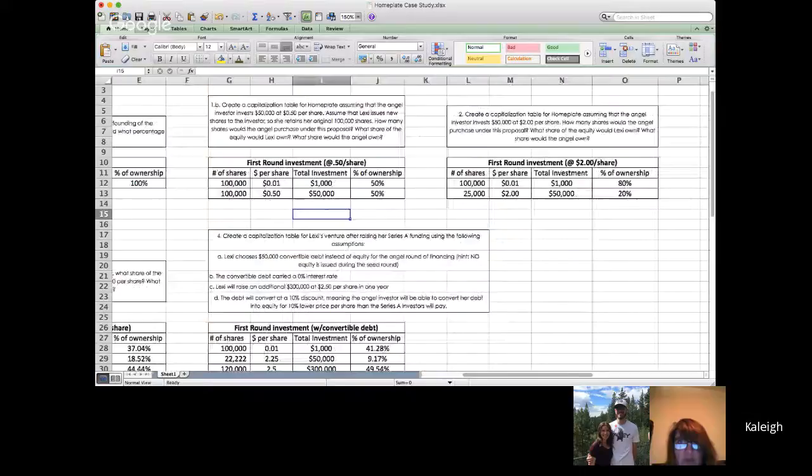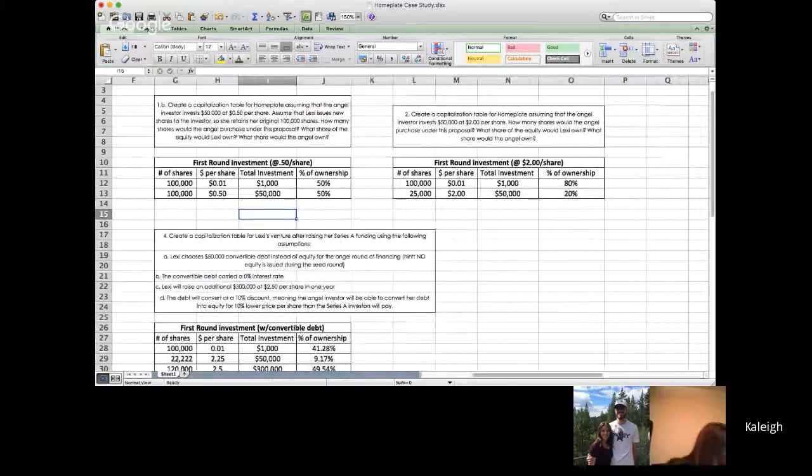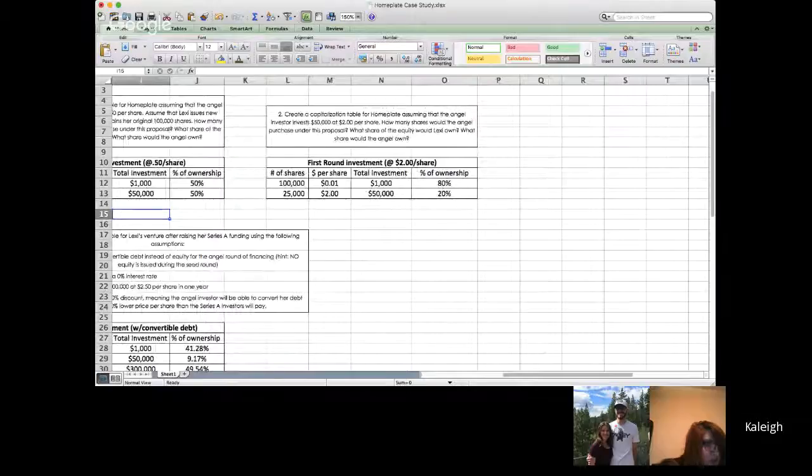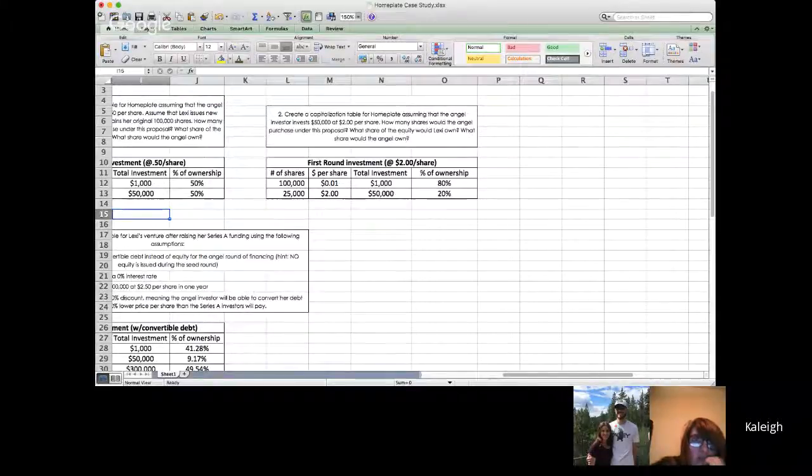And then number 2. Did that make sense? Yep, it totally does. So then the next one, we're gonna do the same thing for $2 per share. Yes. So we know for sure that they invested 50,000 and they paid $2 per share. So with 50,000, you're able to buy 25,000 shares at $2 a piece.